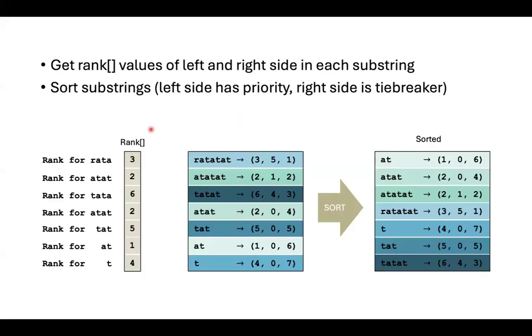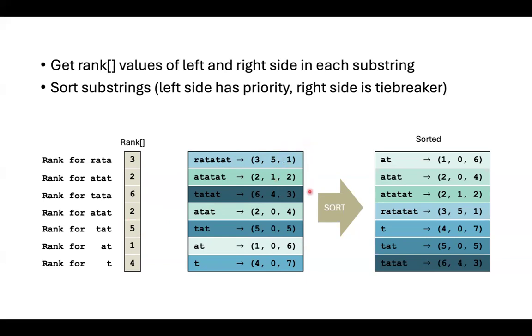So again, we're going to pull those rank values into our array so we can use them to sort. So for rata-tat, we want to look at the left side, RATA. The corresponding rank value for that is 3. So you see that here. And then the right side is TAT. The corresponding rank value is 5. And so we have a 5 here. And again, we're hanging on to that index.